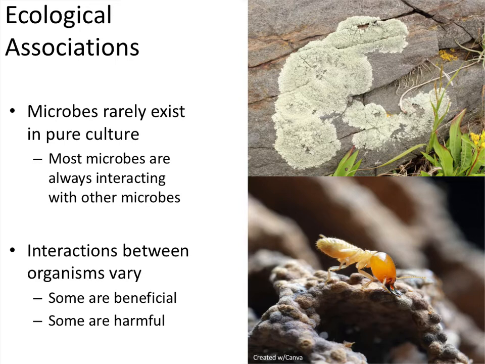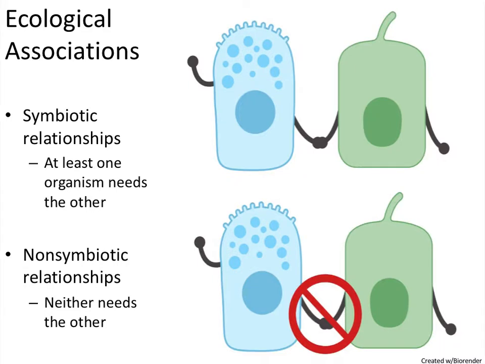The types of interactions that microbes have with each other and other types of organisms can vary. Sometimes these interactions are beneficial, and sometimes they are kind of neutral, while other times they can be very harmful. We can group the types of interactions microbes have with other microbes and things like people, plants, and animals into two very broad categories. Those categories are symbiotic relationships and non-symbiotic relationships.